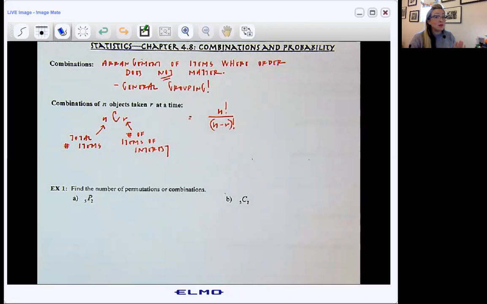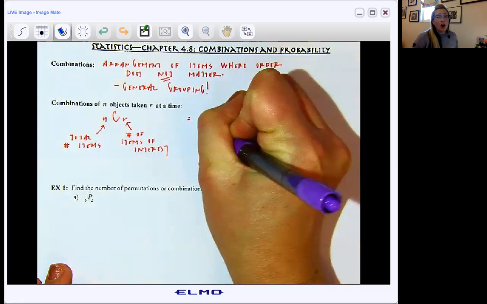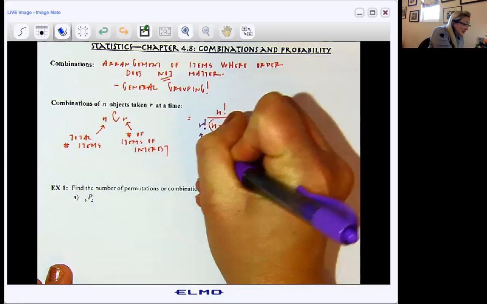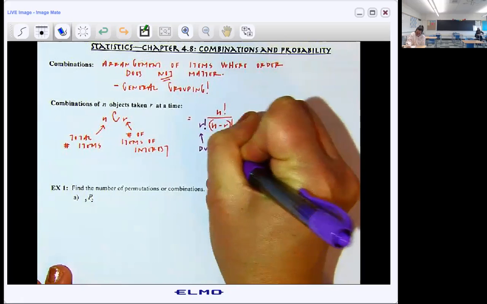So if order doesn't matter, if I have a group of individuals A, B, and C, well, that's the same group as ACB or BCA or BAC or CBA or CAB. That's the same group of three people. So I divide out my duplicate groupings. So right here, I'm going to tuck in that little extra piece, r factorial. So this reads as your duplicate groupings.